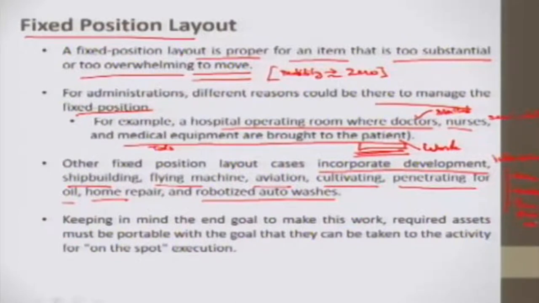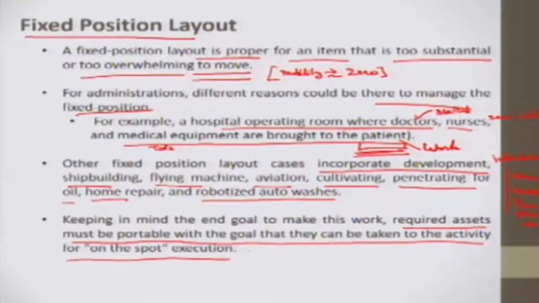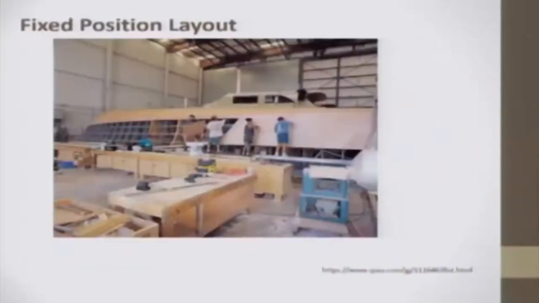Now, keeping in mind the end goal to make this work, required assets must be portable so that they can be taken to the activity on the spot for execution. Here assets are my tools. Tools must be portable, which can be taken to the product here that is to be manufactured. So this is a typical example of a fixed position layout.